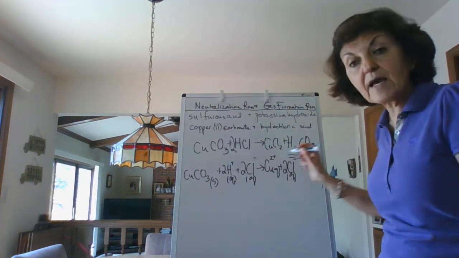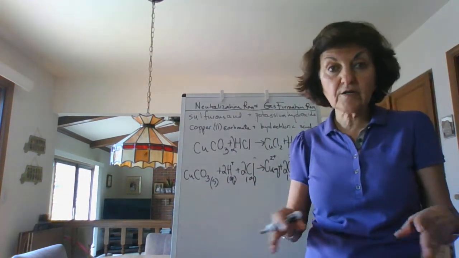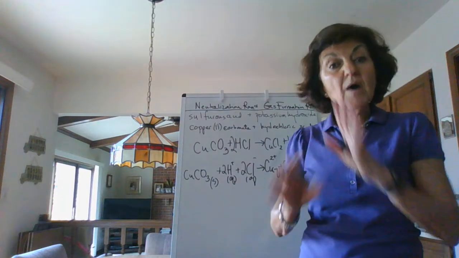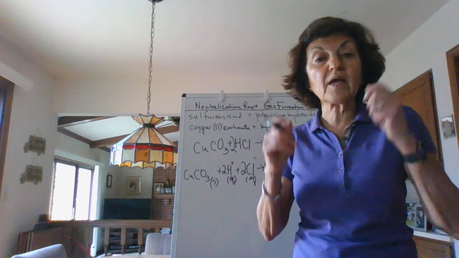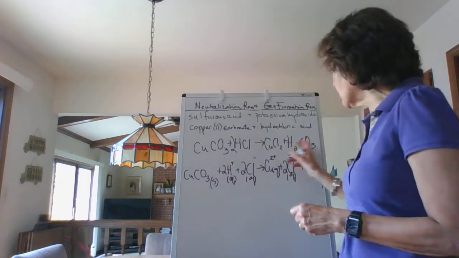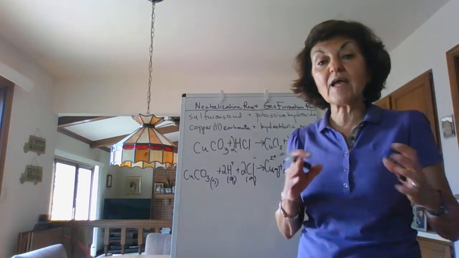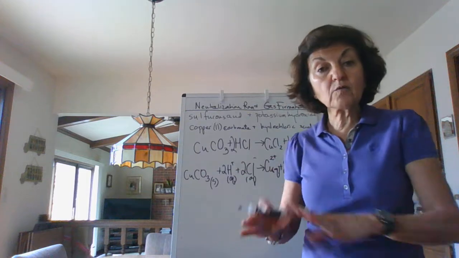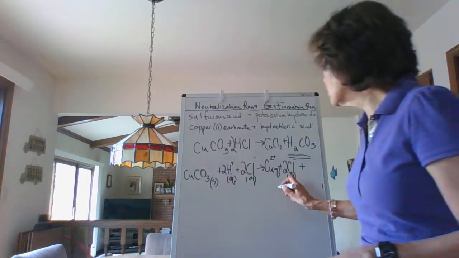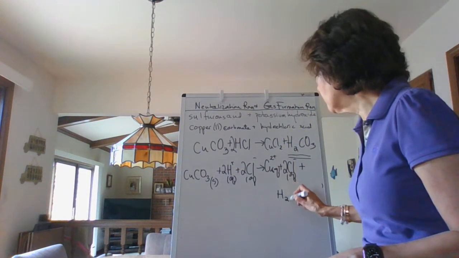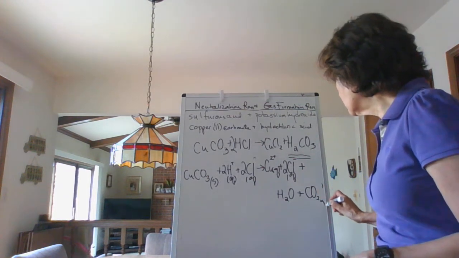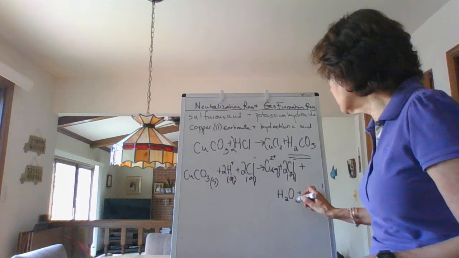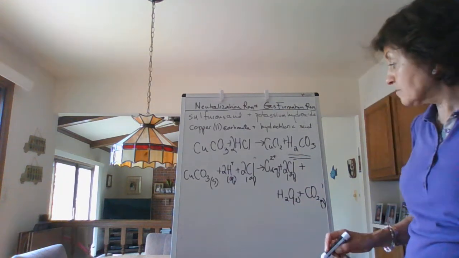Now here's the new part. This carbonic acid is not going to be broken apart into ions, right? But it decomposes anytime, and I'm going to say it one more time, anytime you have carbonic acid, H2CO3, as a product, it will always decompose to form water and carbon dioxide. So we'll say water liquid, carbon dioxide gas.